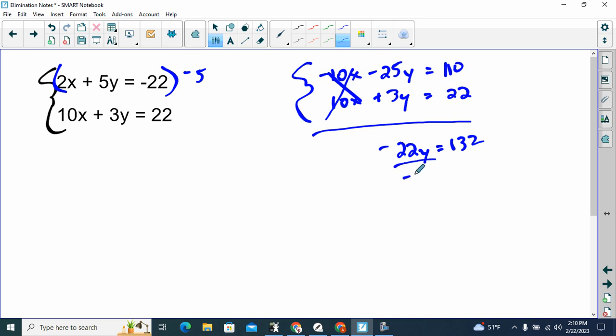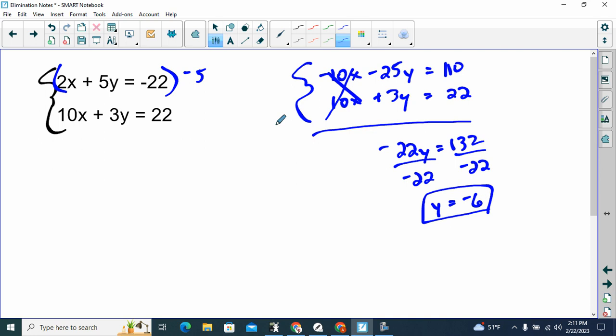Divide both sides by negative 22, and we should have our y value. We get y equals negative 6. Now we want to go back to either equation. Doesn't matter which one. Generally, you want to choose the one with smaller numbers. That one's got a 10 in it, so I'm going to go with the top one.